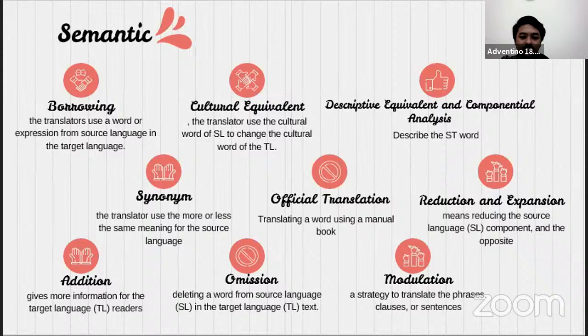Eight is omission, which means deleting a word from the source language in the target language. This strategy is used when the word's meaning is not important for the development of the text. And last is modulation. This is a strategy to translate phrases, even clauses or sentences, to get the exact meaning from the source text to the target text.